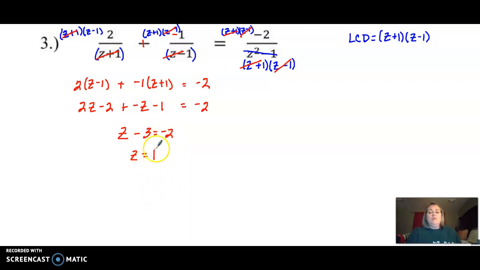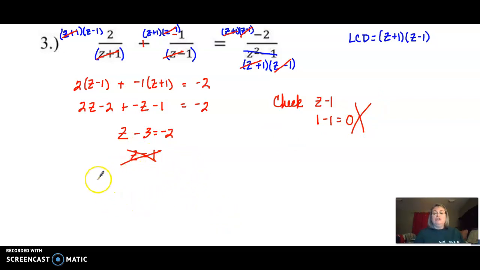But notice when I take that 1 and I do my check and I plug 1 in, and I have z minus 1, when I plug 1 in and do 1 minus 1, I get 0. That tells me, this is not a good solution. And since that was our only solution, we're going to say that there is no solution. So that is why we have to check. You don't care if it works in the other one. If it doesn't work in one, then you're done. Okay?